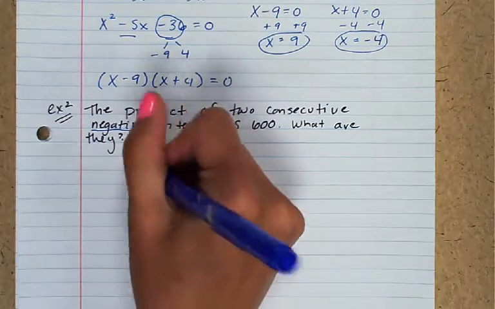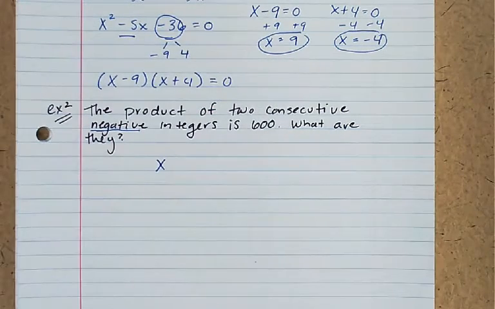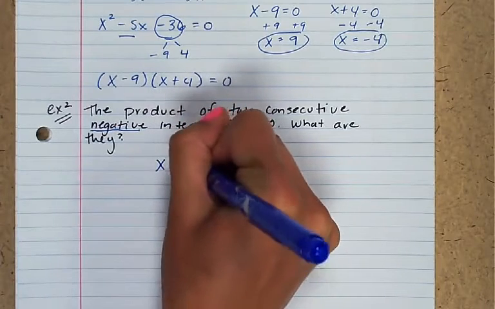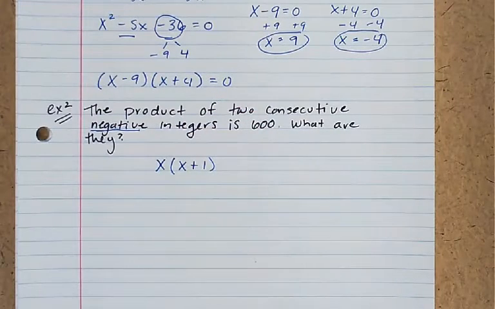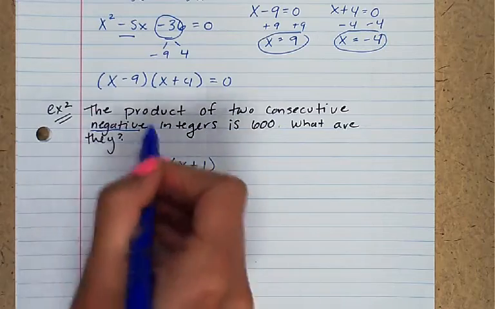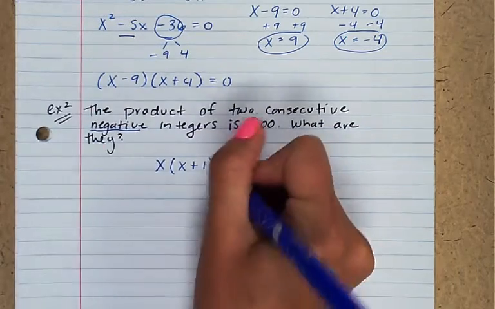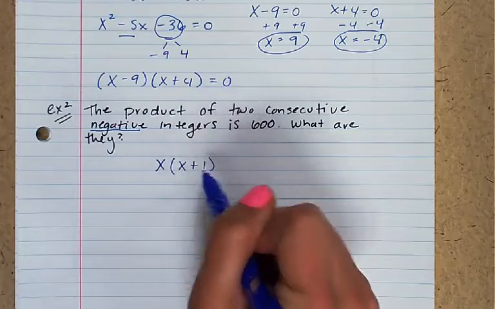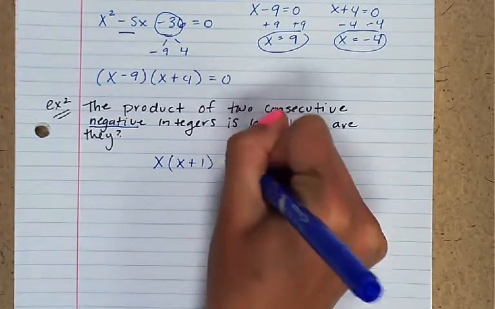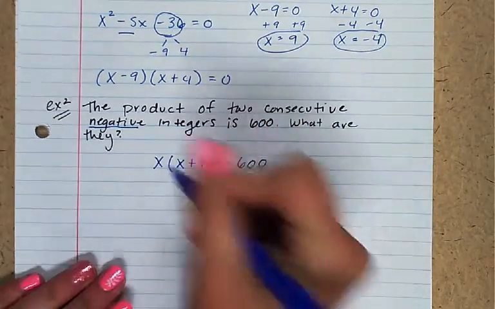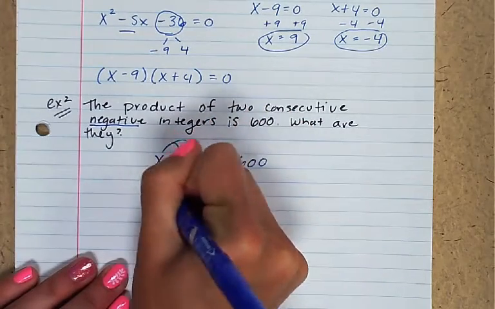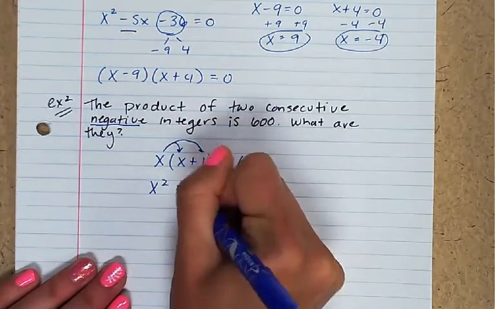So we're going to have a value of one of them, and then the one next to it, you can do x plus 1, so one more than what you want, or you could do x minus 1. You'll get the same answer either way. You'll have to interpret it at the end. Product means multiply, so when we multiply a number and the number right next to it, we get 600. So we're going to distribute the x. X times x is x squared. X times 1 is just x.